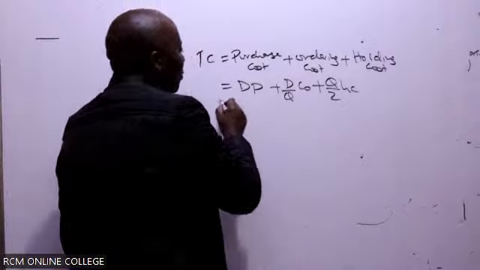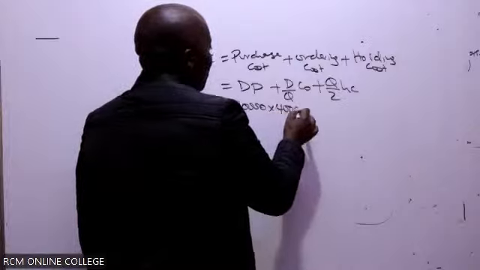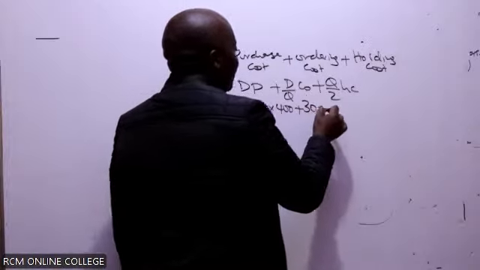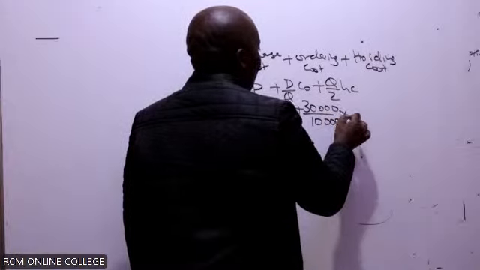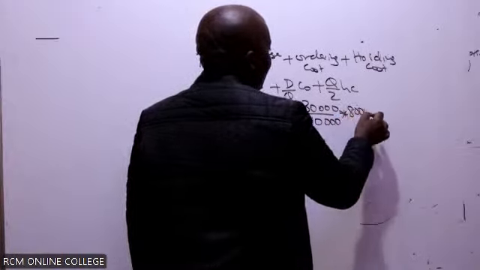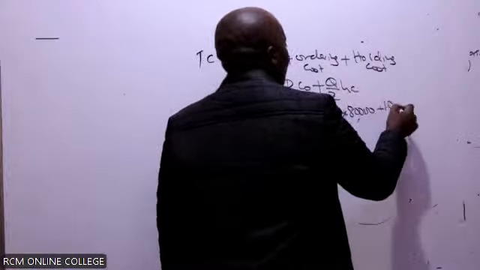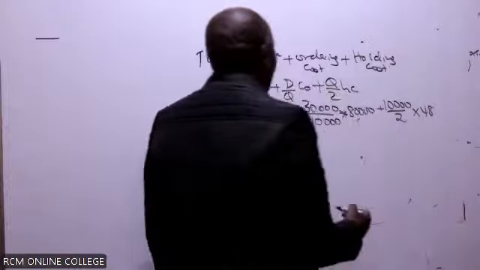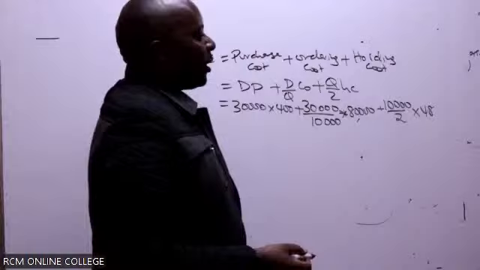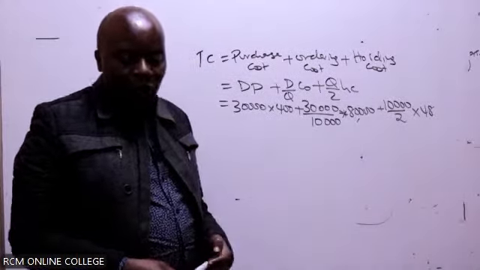So if annual demand is 30,000 times the price, 400, plus annual demand 30,000 over the EOQ, 10,000, times cost per order, 80,000, plus the EOQ, 10,000 over 2, times the holding cost, and if I'm not wrong, it is 48. And then you can even get everything at once. I hope that is helpful.